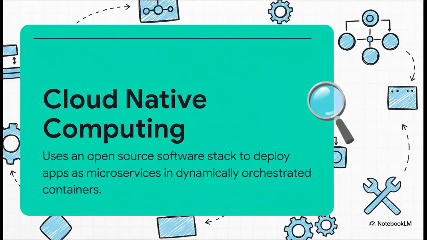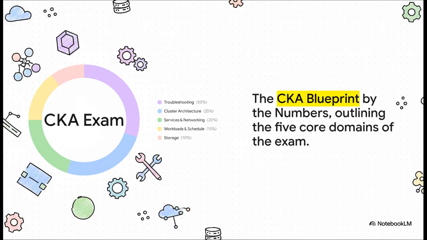To really get the CKA, you first have to understand the world it lives in, cloud native computing. It's a really modern way of doing things. Basically, you build your software in these small, independent pieces, you wrap them up in containers, and then you manage them all dynamically. And the CKA? It's the gold standard certification from the Cloud Native Computing Foundation, the CNCF, which is the group that stewards Kubernetes and this entire ecosystem. So what does this blueprint actually look like?